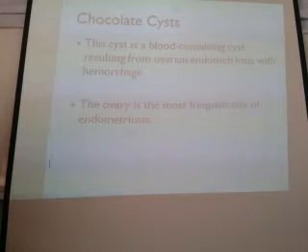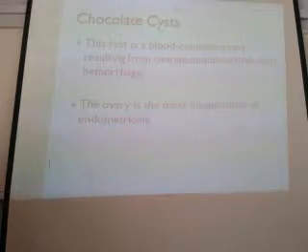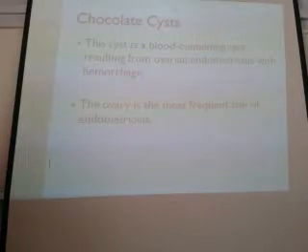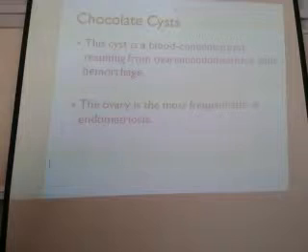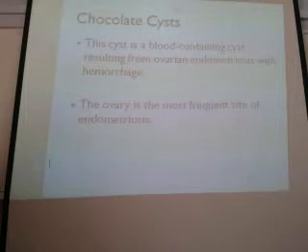The ovary is the most frequent site of endometriosis. Chocolate cyst is very common. If you cut the ovary, it will appear brownish in color. A normal ovary is grey white, grey pinkish, but with a chocolate cyst the ovary will be brownish, chocolate colored, dark brown. That is due to endometrium.